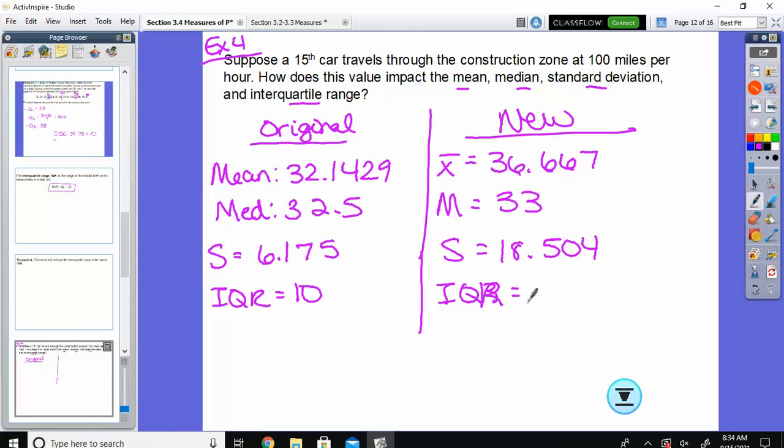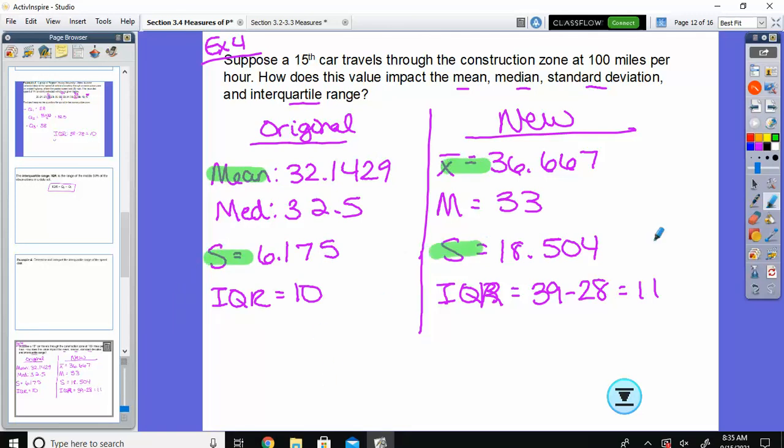So the mean, the median, standard deviation are all given to you. Interquartile range, you have to calculate. Quartile 3 is what this time? Minus quartile 1. And we get an interquartile range of 11. What do you notice about the means of these two things?